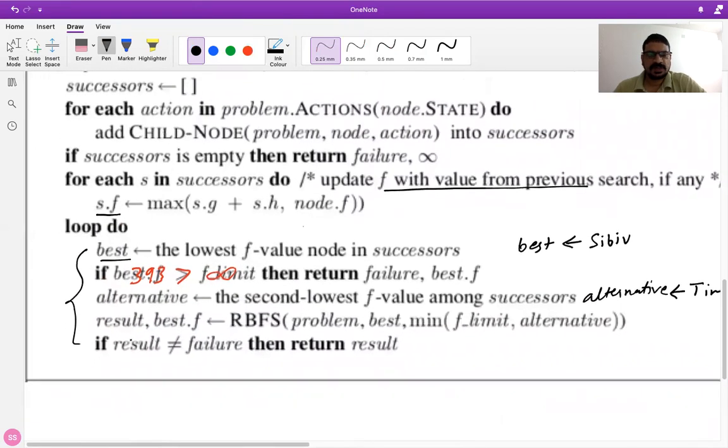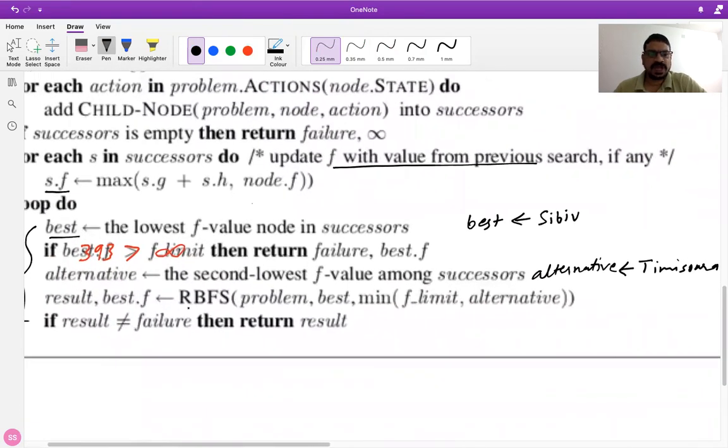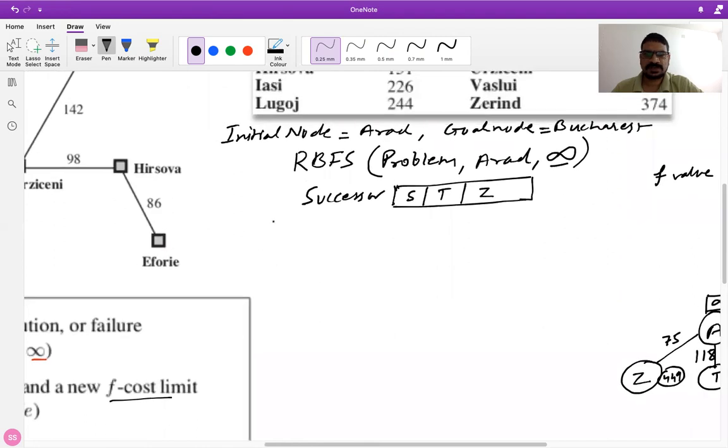Now what we'll do is we'll again call RBFS, the same function, and we'll give the same problem. Best will be my node, and the minimum of F limit or alternative, whichever is the minimum, will become the F limit. The same information will pass on.